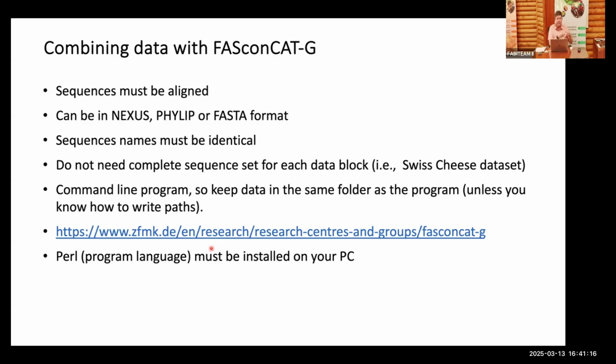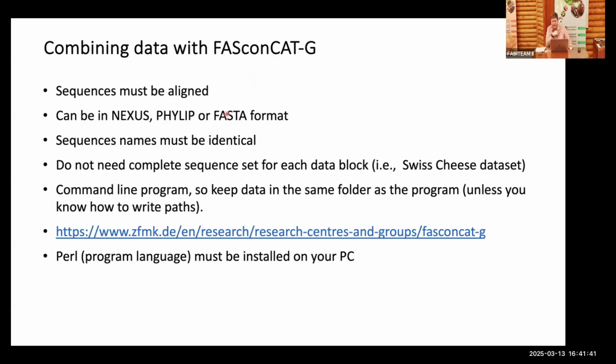And then you can tell the program it must use the folder and take the sequences and then construct a concatenated data set. But I will show you how to use FastConcatG. What do you need? Sequences must be aligned. So if you have ITS, that data set must be aligned. If you have translation elongation factor 1 alpha, it must be aligned, and so on.